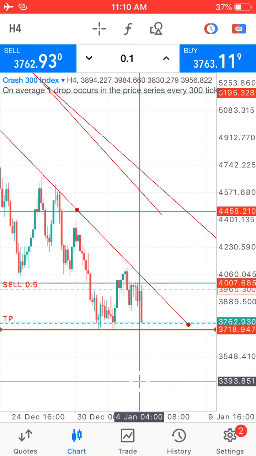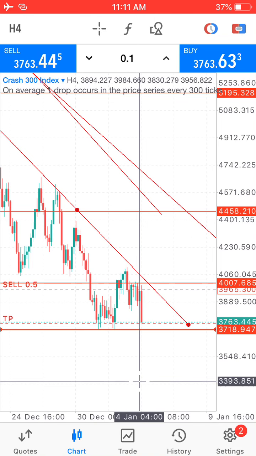So even when you're trying to find your zones, after finding your zones, you have to wait for the market to come to you. That's why if you hear people saying, don't run after the market, let it come to you, this is what it literally means. Wait for the market to give you what you want.